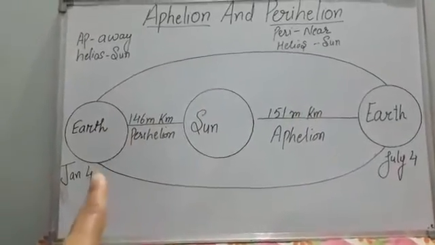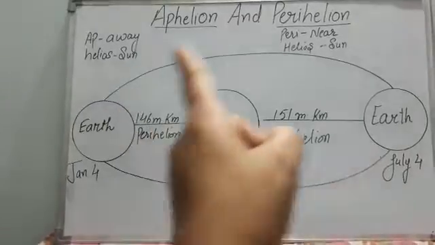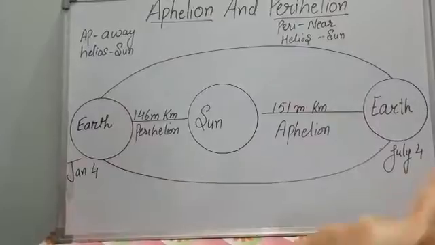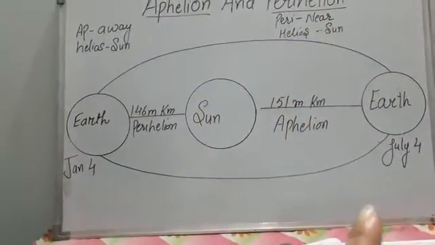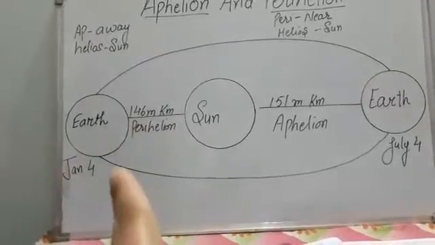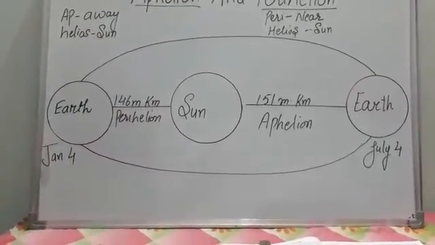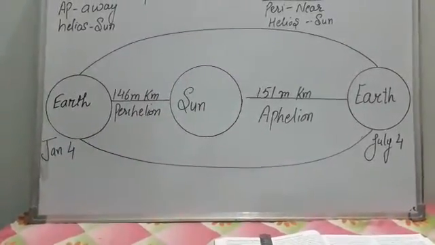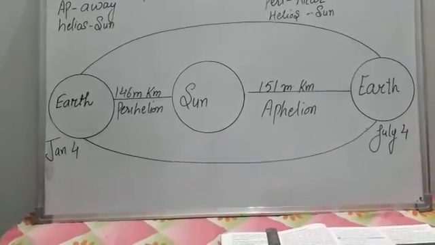See, I have drawn earth on the left side and earth on the right side. Now look at the above. I have drawn the orbit and shown the movement or revolution of the earth on its orbit. So the earth completes one revolution in 365 and 1/4 days. Okay. Now there is one situation when the earth comes near to the sun.